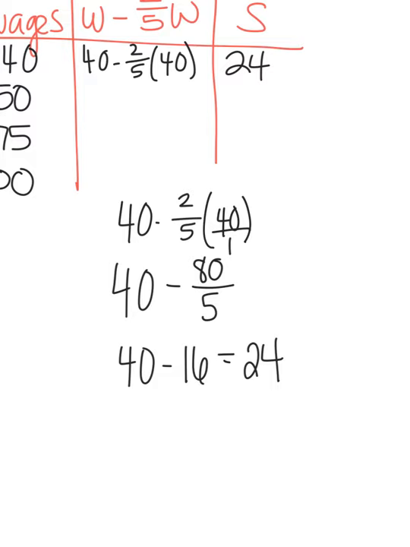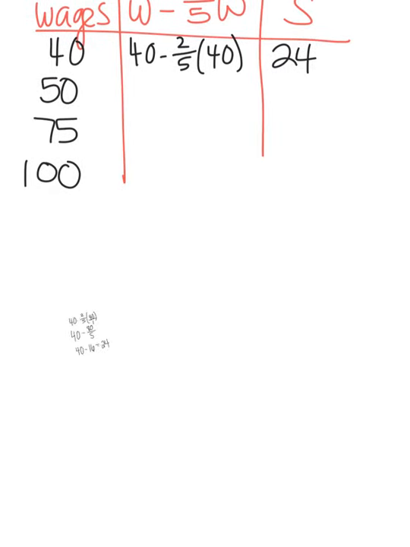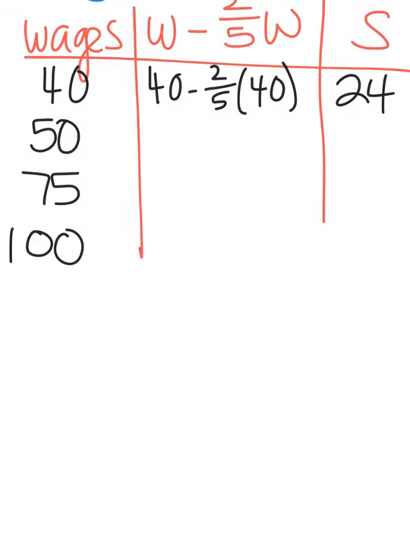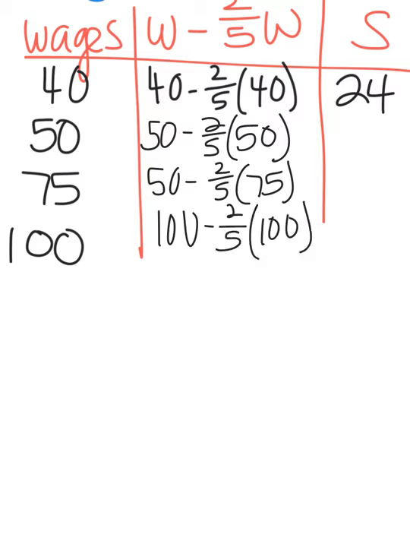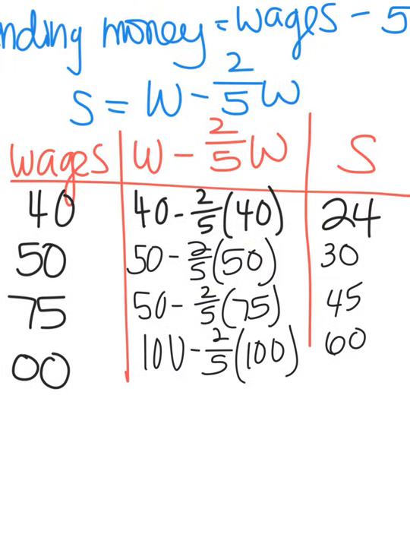Okay, likewise, I can plug in 50 here to the same thing. 50 minus 2/5 times 50 and solve that. 75 minus 2/5 times 75. 100 minus 2/5 times 100. And if I solved all of those out, that's what I'd get as my answer. So you'll have quite a few word problems to work through, and we can go over more in class, but here's an example of that one that we have there.